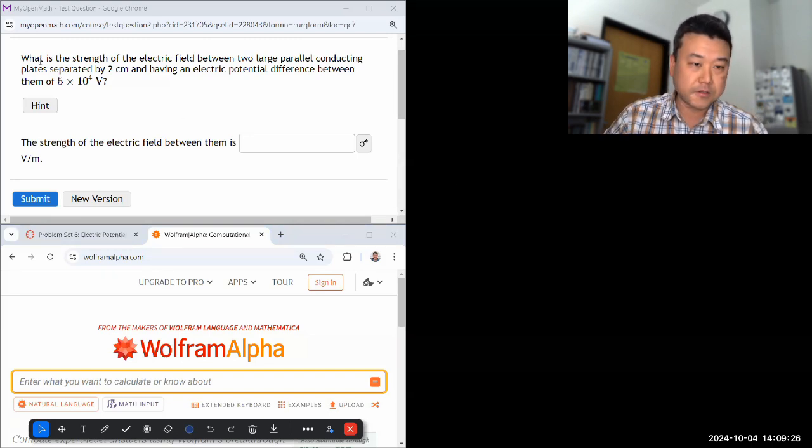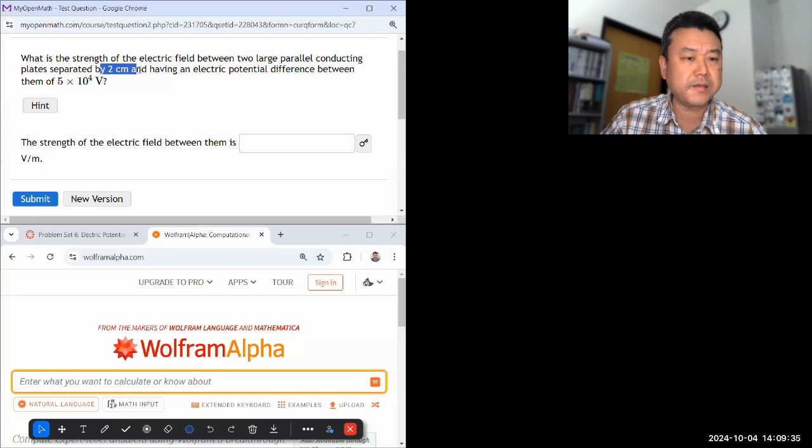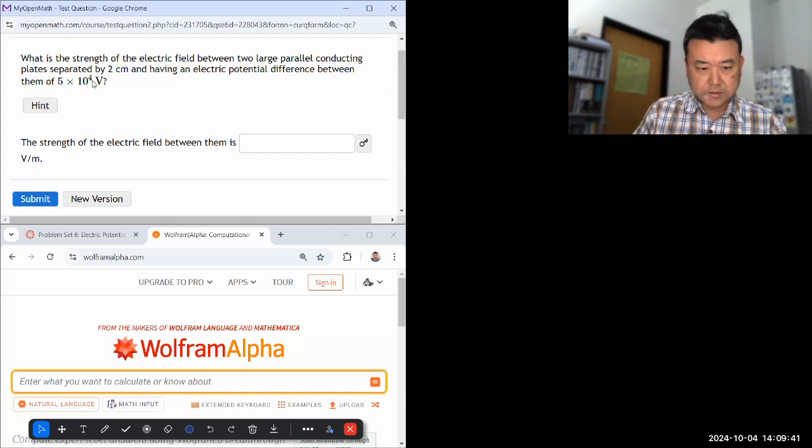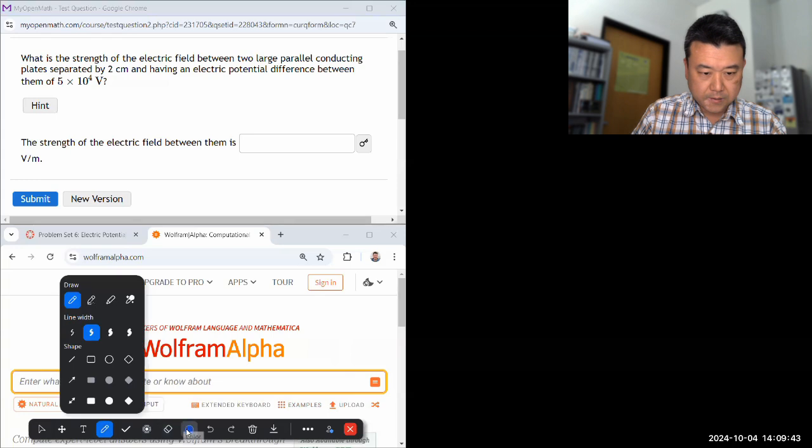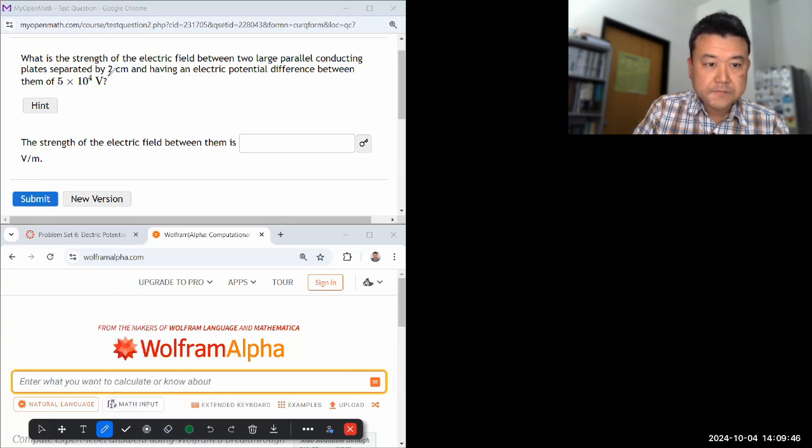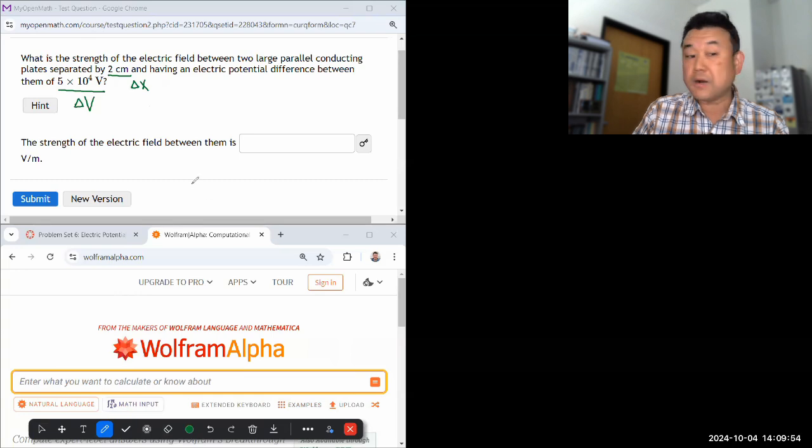So this is the first question. It asks, what is the strength of the electric field between two large parallel conducting plates separated by this distance, having an electric potential difference between them of this? All right, so we are being given some distance and some voltage difference. And we are being asked for the electric field.